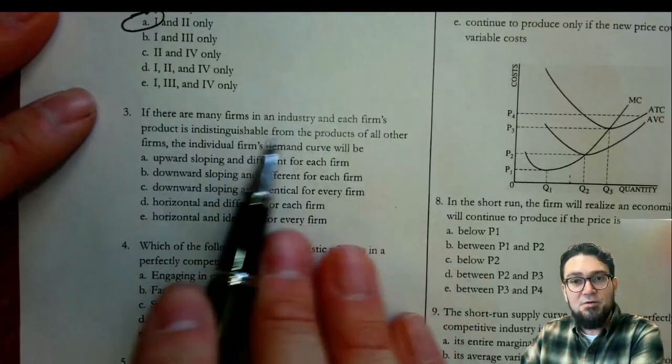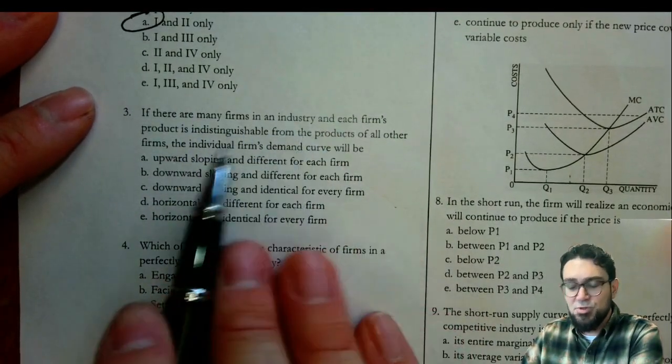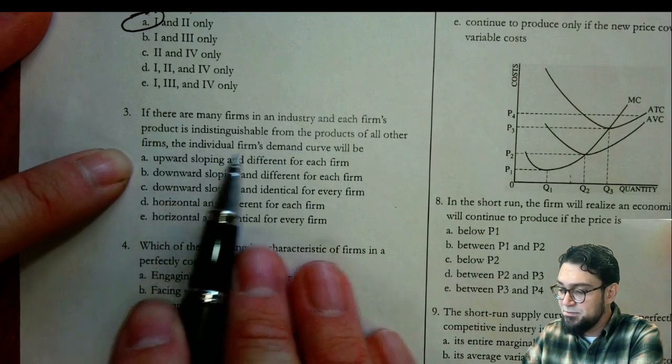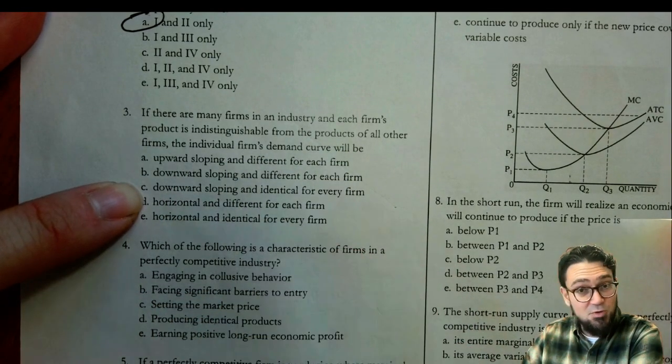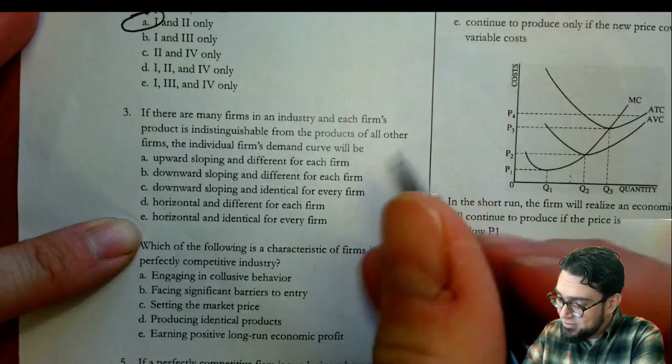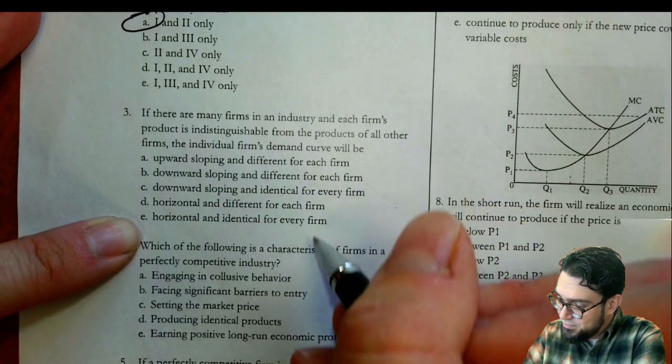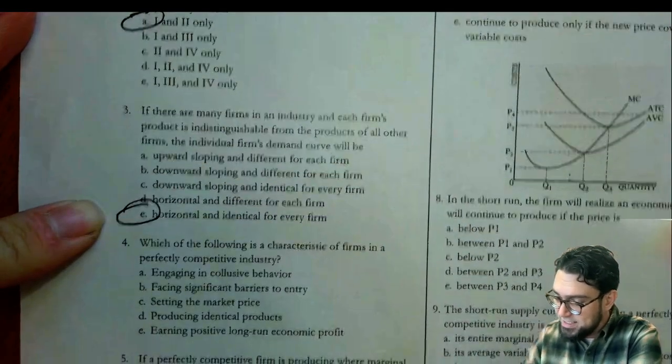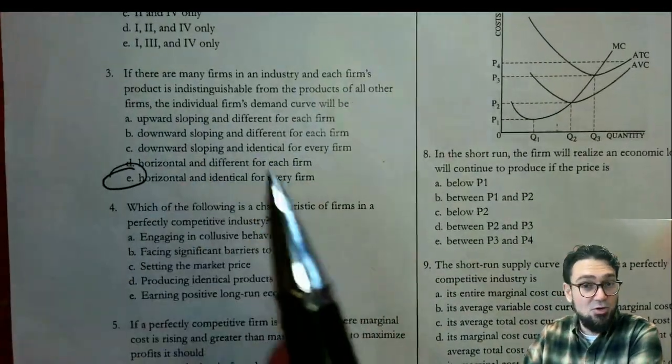3, if there are many firms in an industry, each firm's product is indistinguishable. That means you can't tell it from the products of all the others. The individual firm's demand curve will be perfectly elastic. It'll be a price taker. So we want horizontal and identical for each firm. I'm just reading through these other ones. Yep, horizontal and identical. Because it's identical products, right?